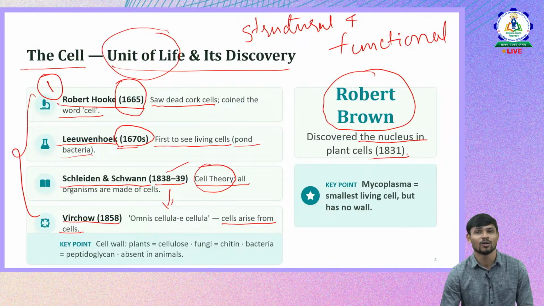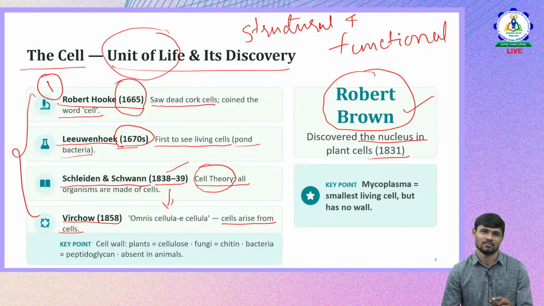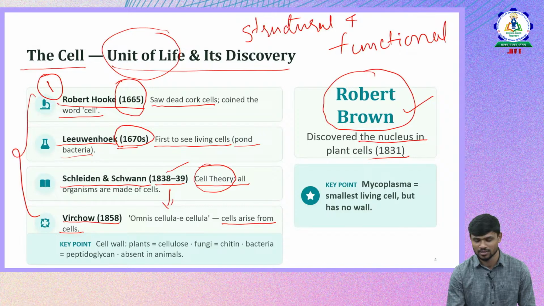And one more important scientist, Robert Brown, who discovered the nucleus. Very important. All of you must remember this, because questions will be highly focusing on the nucleus part of the cell. It was Robert Brown who discovered the nucleus inside a cell, in the year 1838.